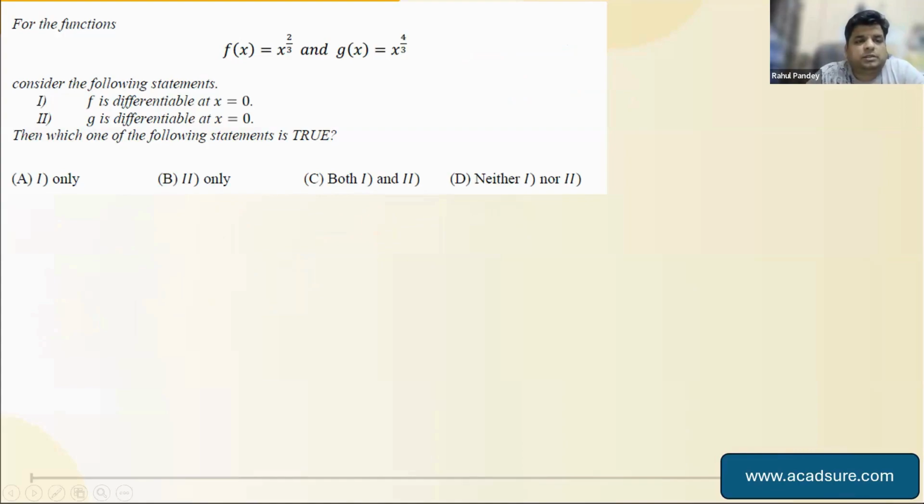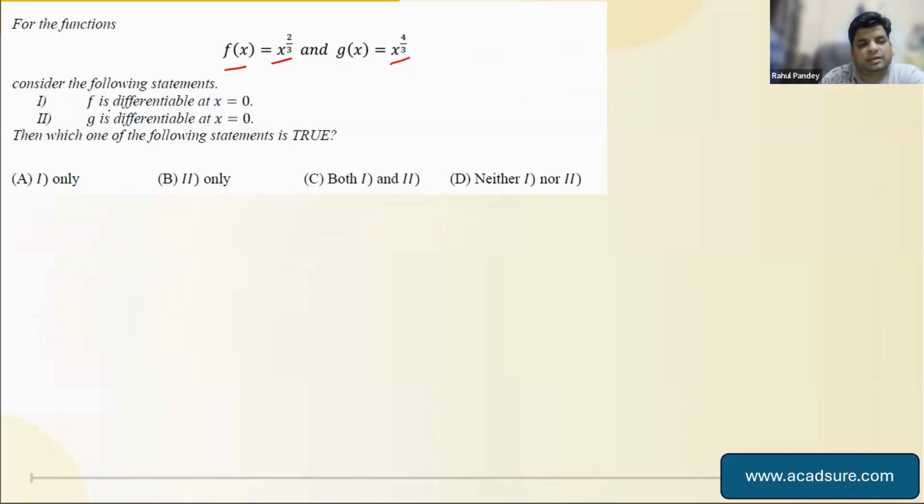Hello friends, let's do another question from CAET 2025. Let's read the question first and then we'll solve it. For the functions f(x) = x^(2/3) and g(x) = x^(4/3), consider the following statements.